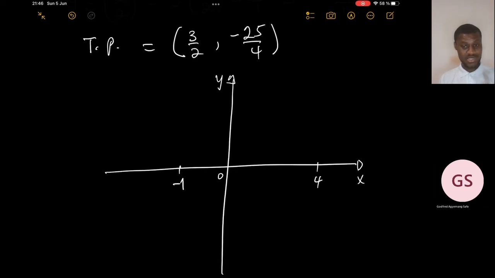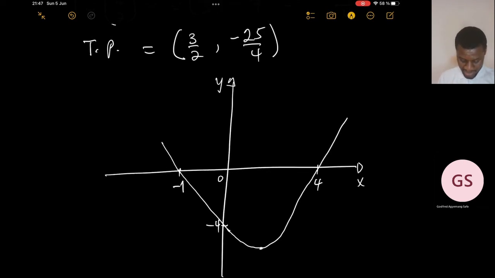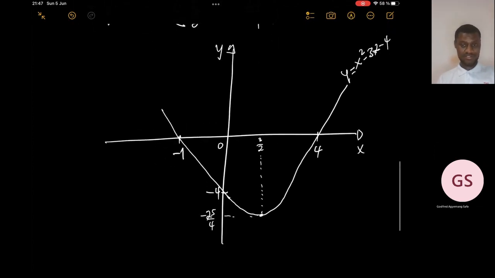You know the graph is a U-shaped graph, and the y value is minus 4. So it means the graph will pass through minus 1 here and pass through minus 4 and it will turn. This is just a sketch, so this is 4. And at this point, this is the turning point. The x value here is 3 on 2 and the y value here is minus 25 on 4. We have y equal to x squared minus 3x minus 4 as our graph. So this is a sketch of our graph.